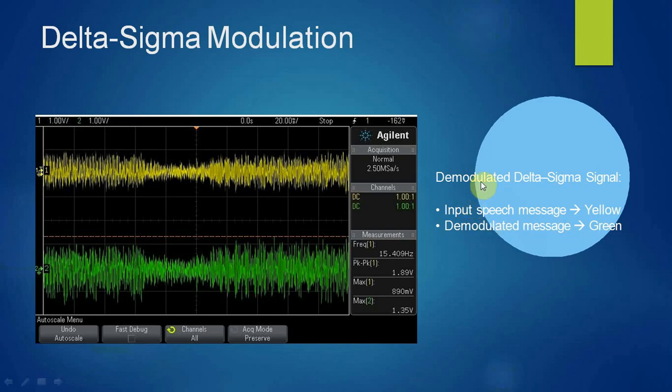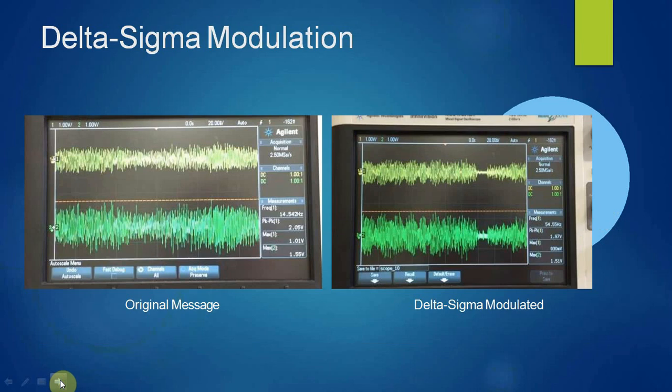Then there is a demodulated delta sigma signal. The input speech message and the demodulated message should be given.